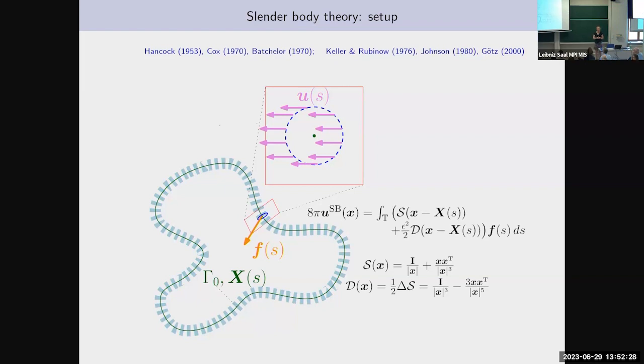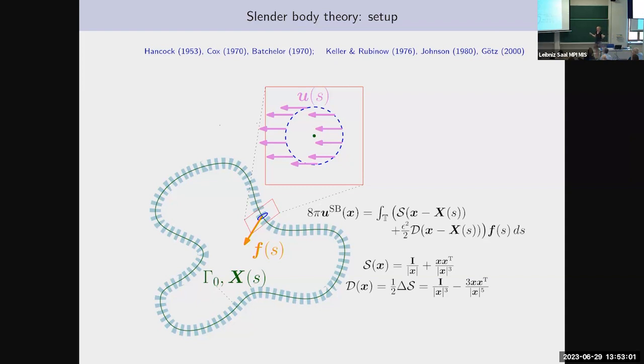Excuse me. Just to be sure, is there a minus in S of x? Sorry? There is a minus in S of x. The formula here? Here. No, so there's no minus here. F is something that's prescribed, and so there might be a minus sign in there, for example. But there's no minus sign here.